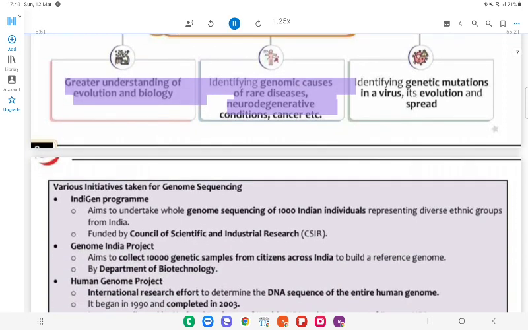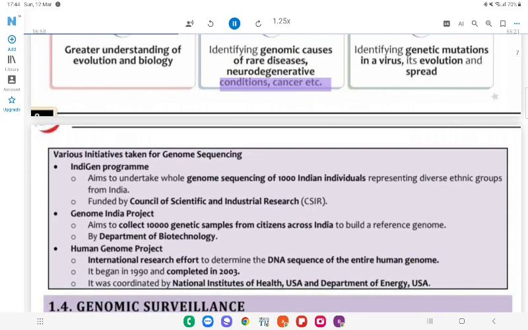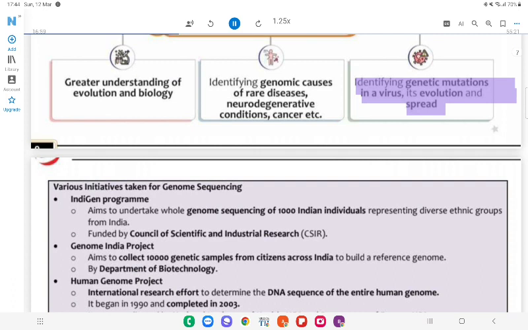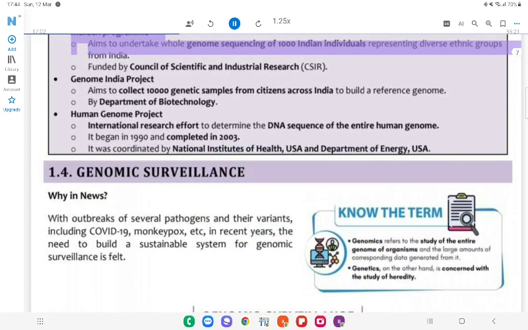Greater understanding of evolution and biology, identifying genomic causes of rare diseases, neurodegenerative conditions, cancer, etc. Identifying genetic mutations in a virus, its evolution and spread. Various initiatives taken for genome sequencing.